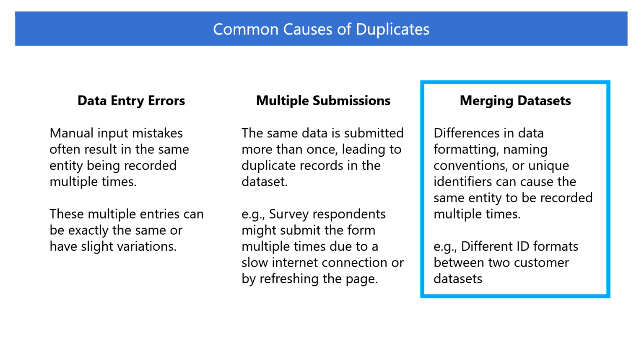Merging datasets can also cause duplicates. When integrating data from multiple sources, differences in data formatting, naming conventions, or unique identifiers can cause the same entity to be recorded multiple times. For example, if two customer databases use different ID formats or variations of a name, the merging process may fail to recognize them as the same person, resulting in duplicate records.